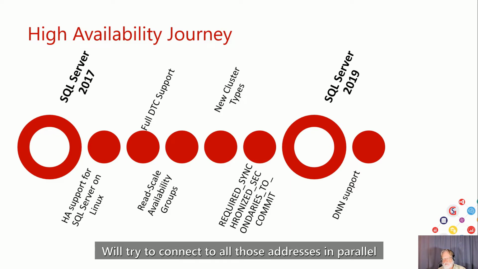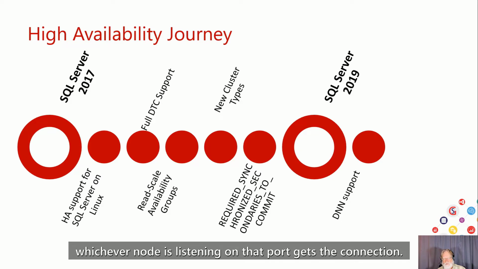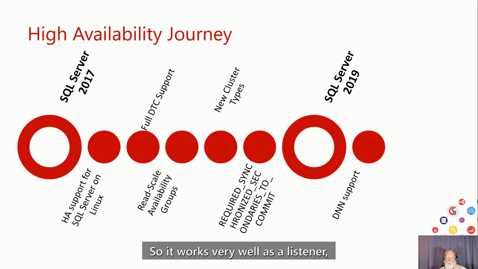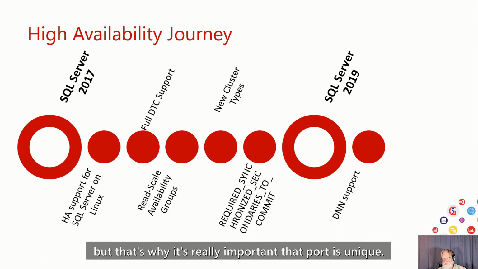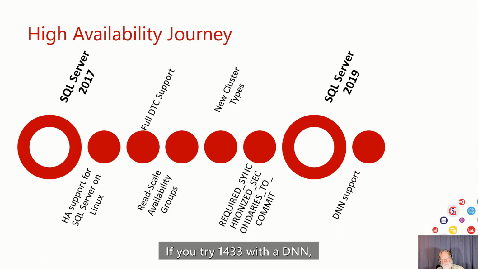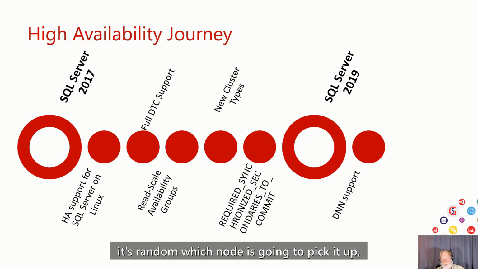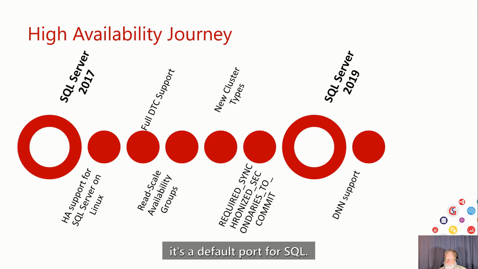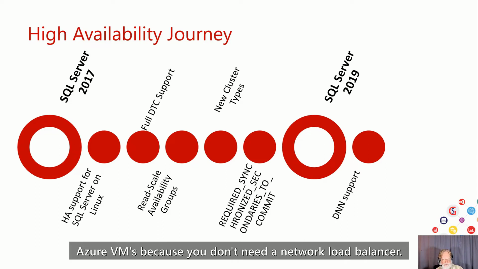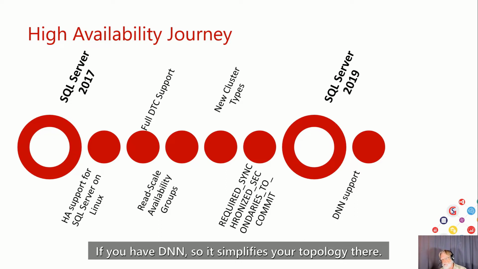We'll try to connect to all those addresses in parallel on that specific port. Whichever node is listening on that port gets the connection. So it works very well as a listener, but that's why it's really important that that port is unique. If you try 1433 with a DNN, it's random which node is going to pick it up because they're all listening on 1433. It's the default port for SQL. It also makes it very much simpler in Azure VMs because you don't need a network load balancer if you have DNN. So it simplifies your topology there.